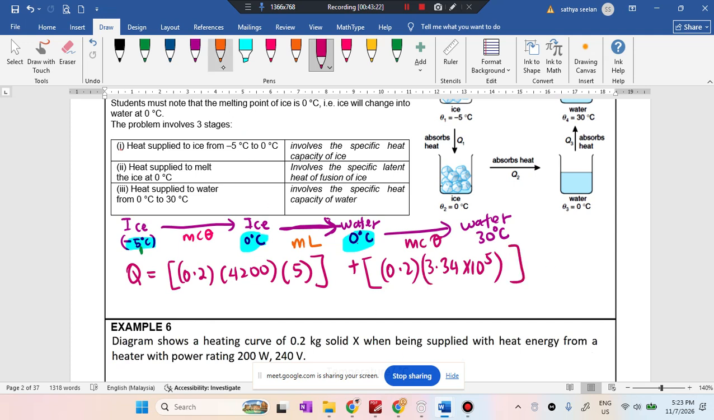This is the second bracket. How about the third bracket? Q equals 0.2 MC theta again, C is the same, water 4200. Now the theta from 0 to 30 is 30. Okay lah, this is the total energy.